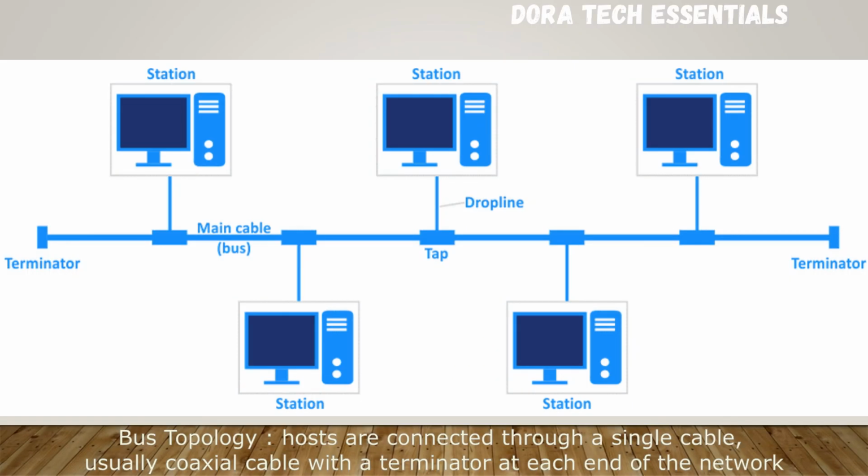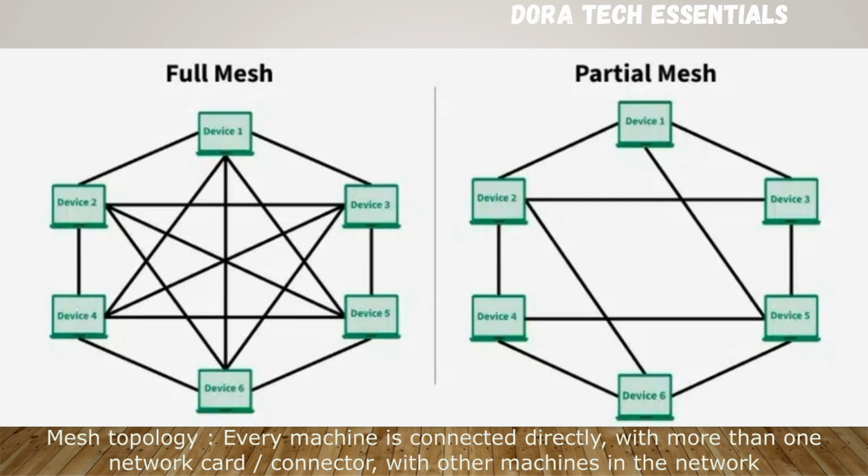Bus topology. Hosts are connected through a single cable, usually coaxial cable, with a terminator at each end of the network. Mesh topology. Every machine is connected directly with more than one network card or connector with other machines in the network.